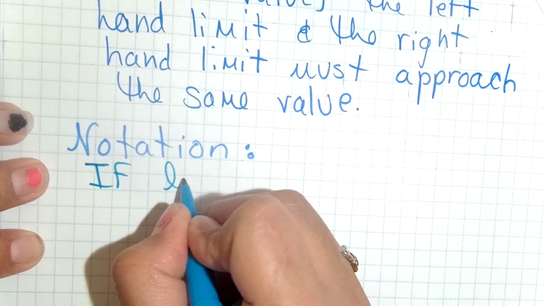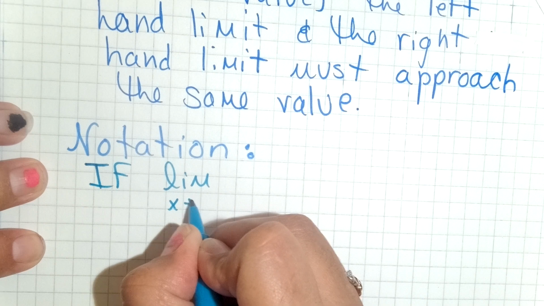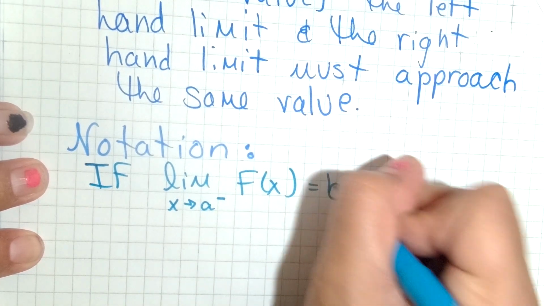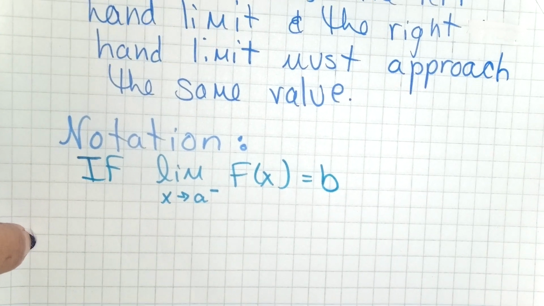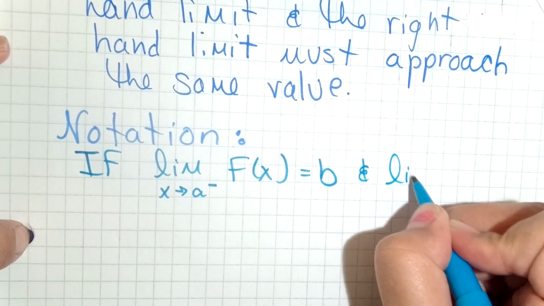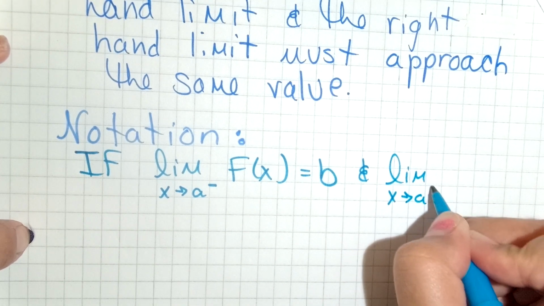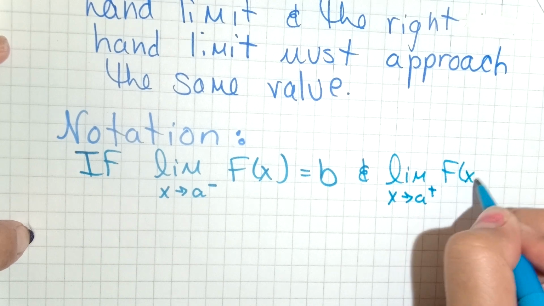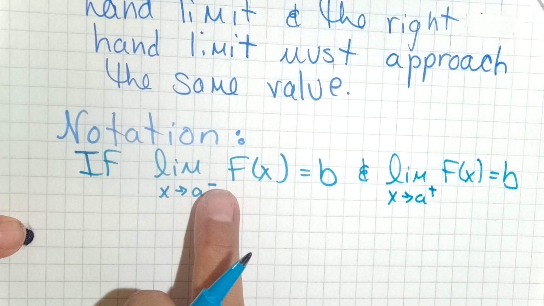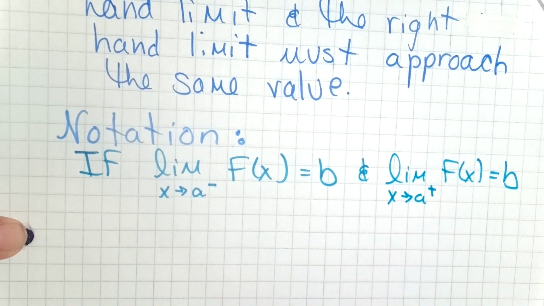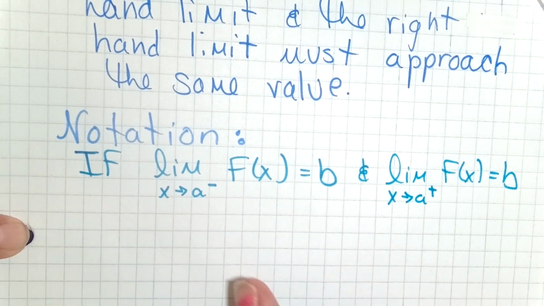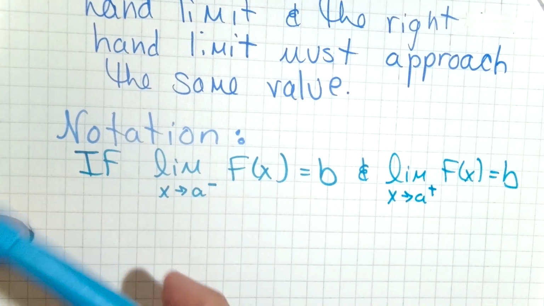So if the limit as x approaches a from the left of f of x is equal to b, and the limit as x approaches a from the right of f of x is equal to b. So from the left, from the right, think of a number line. To the left of 0 is negative, to the right of 0 is positive. That's where this comes from.